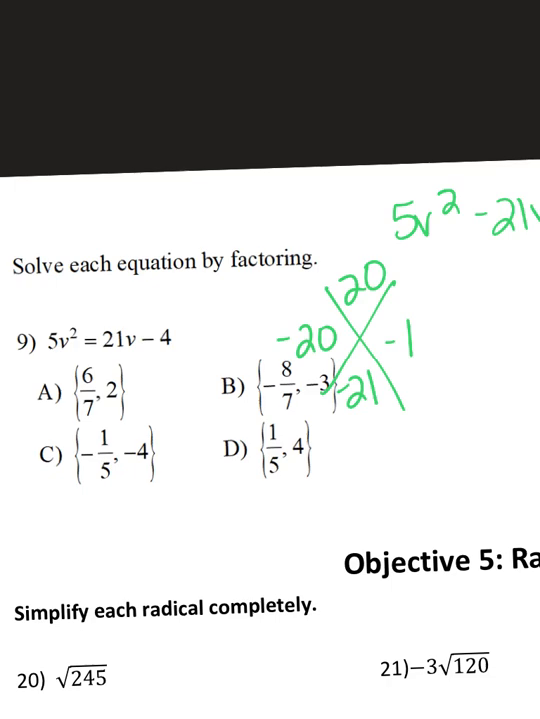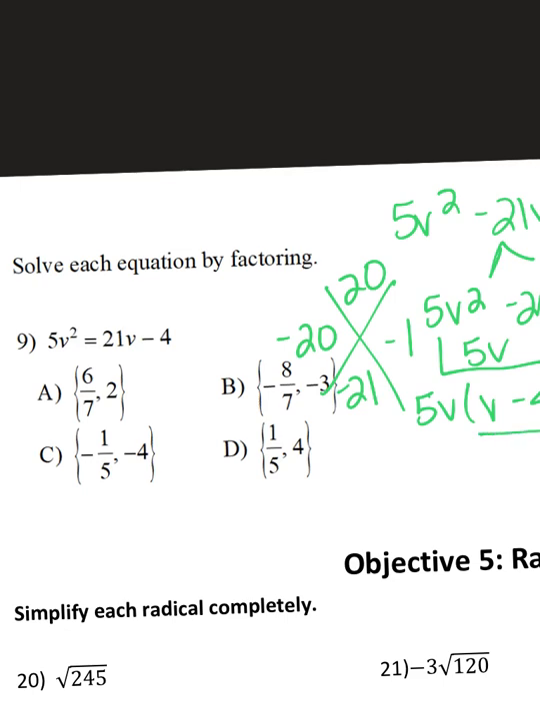And so I'm going to do this one by grouping. So I'm going to split my middle term. I start with my 5v squared, split negative 21v to negative 20v minus v plus 4 equals 0. I'm going to group, take out a 5v. I'm going to group, take out a negative 1. When I take out 5v, I'm left with v minus 4 for the factor. When I take out a negative 1, I'm left with v minus 4 again.